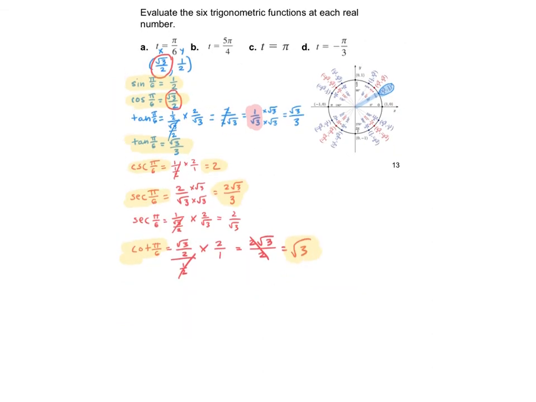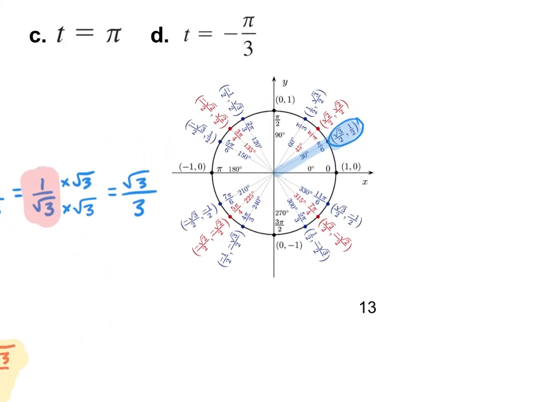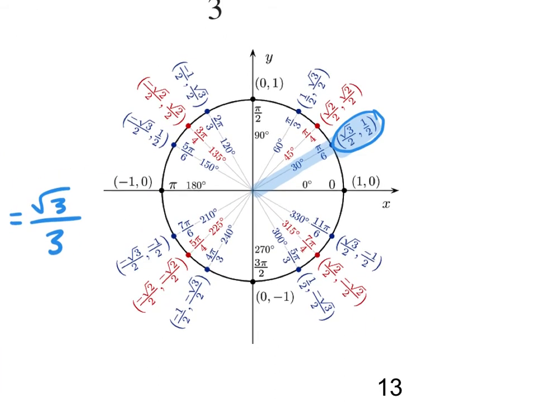Okay, I'm going to rewrite b down below. So for b, we have t is equal to 5 pi over 4. What's the first thing we need to do to start? Look on your right. Look at the unit circle. So we have 5 pi over 4, which would be down here.